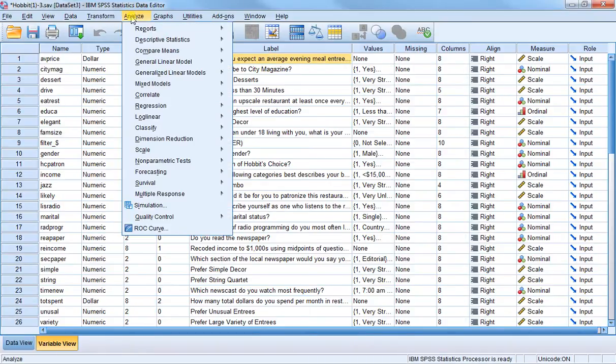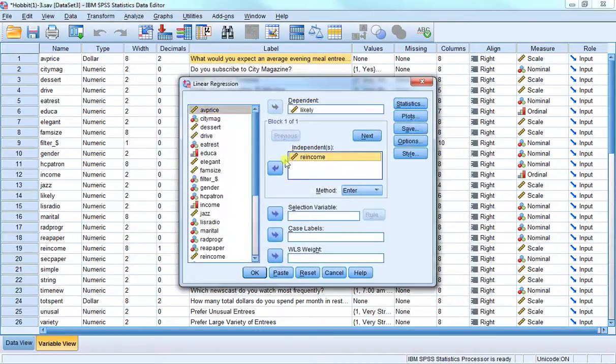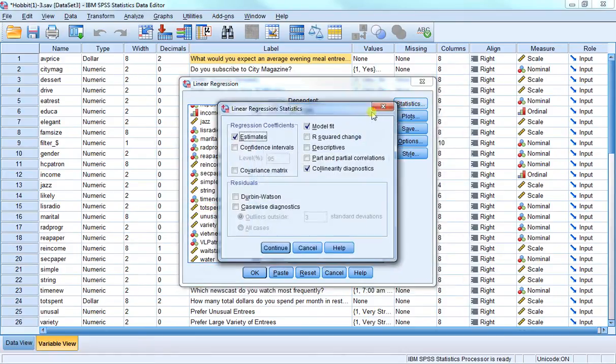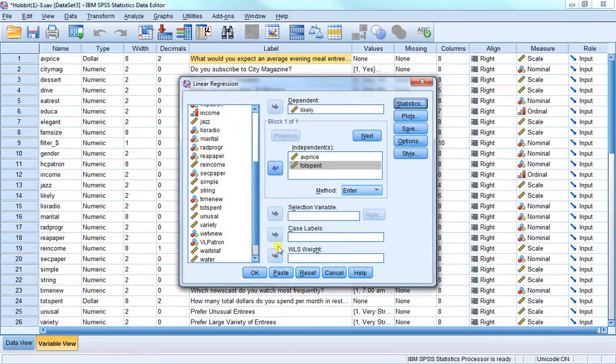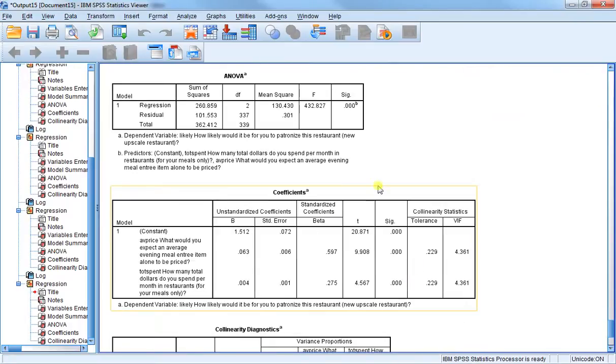And you do the same thing. You run the analysis, Regression, Linear. You take this out, and then you put in the average price and the total spent. Double check on the statistics, make sure this VIF is checkmarked in collinearity diagnostics, and make sure that this is entered for the purpose of this question, and then click OK. Here you go. You can look at this data, significant.